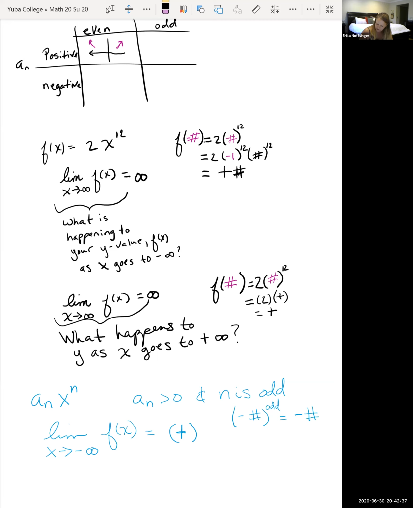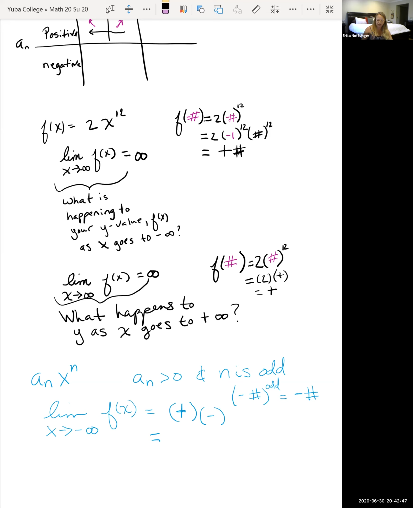So really, I'm just worried about the sign, what I'm getting back, positive or negative, for my y value. As x is going to negative infinity, when I'm plugging those values in, my graph is going to be negative, and so it's going to be shooting downwards.